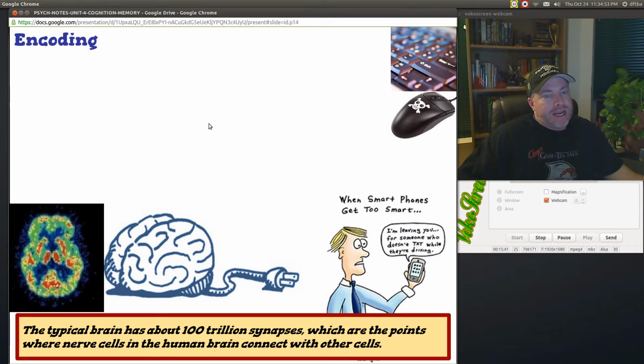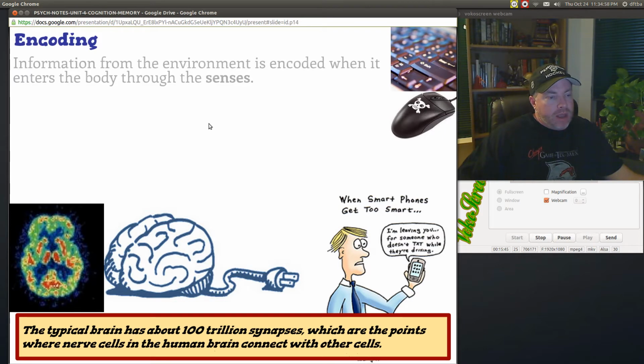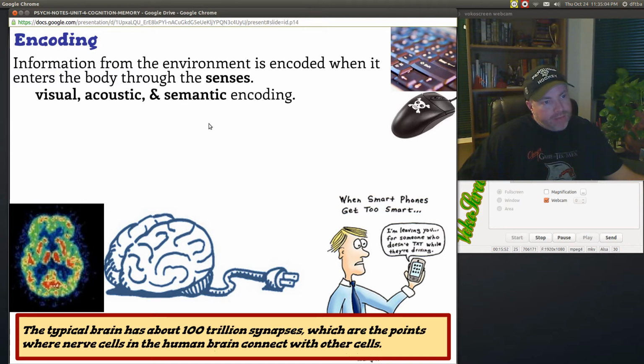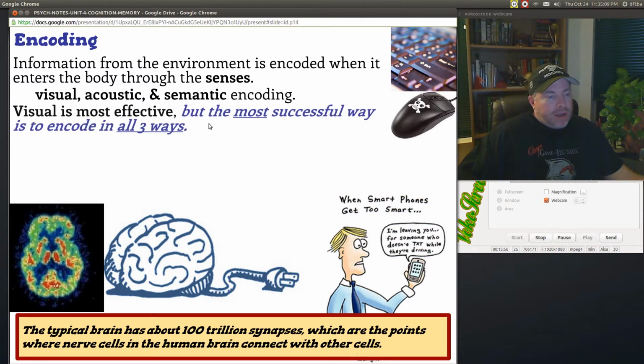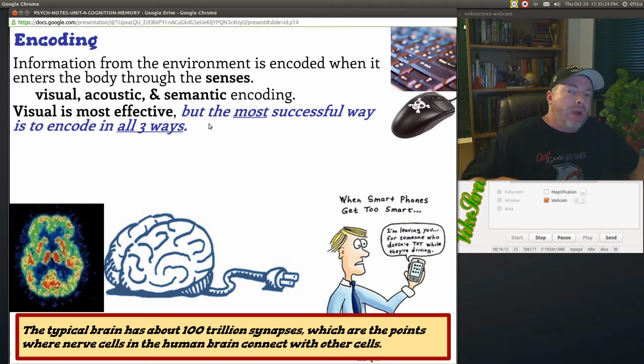Let's look at the three parts of the memory system. Information from the environment is encoded when it enters the body through the senses. We've looked at sensation and perception. So you've got visual, acoustic, and semantic encoding. Visual is most effective, as we have mentioned. It's the strongest of our senses, the one that we gain the most information from, just naturally. But the most successful way to encode is by combining all three ways.